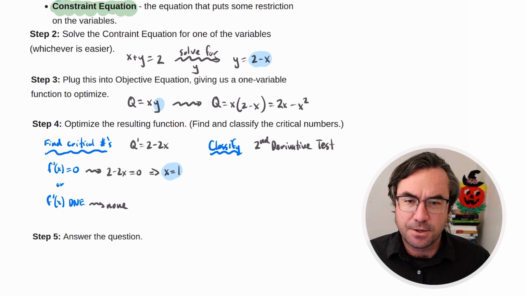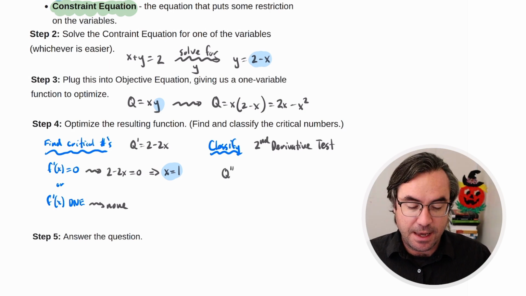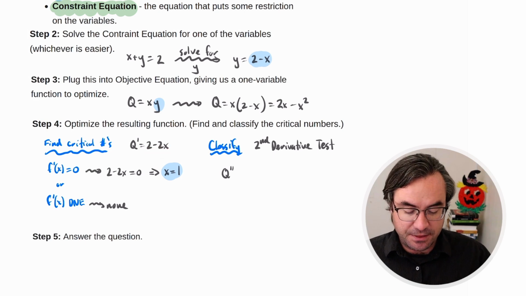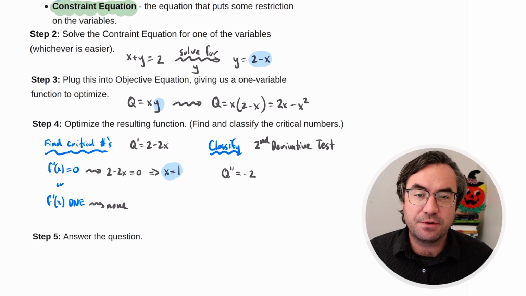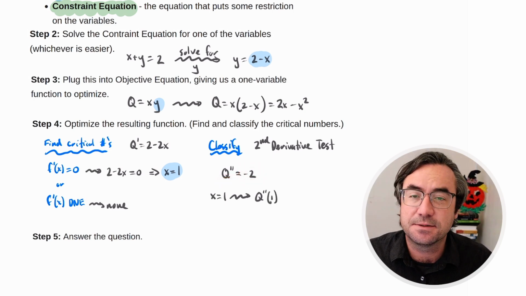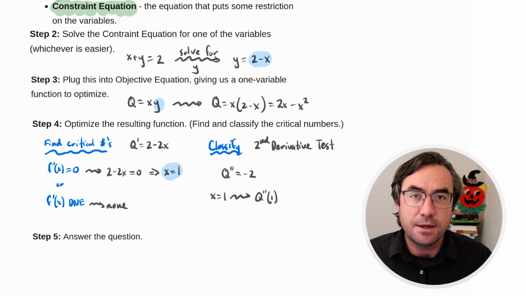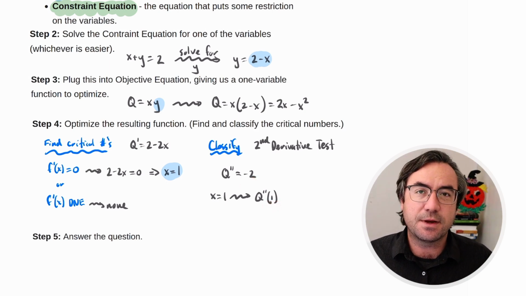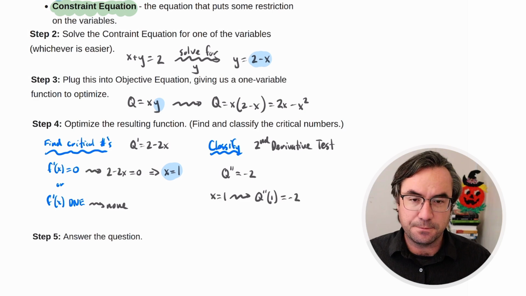Okay. So what do we need? Well, we need the second derivative. So let's calculate q double prime. We go back to our first derivative, differentiate that, we get -2. The way we perform our second derivative test, we take our critical number and plug it into that second derivative. This second derivative is just a constant. So no matter what I plug in, in this case x equals 1, it always returns that same constant. So we end up with -2 here.